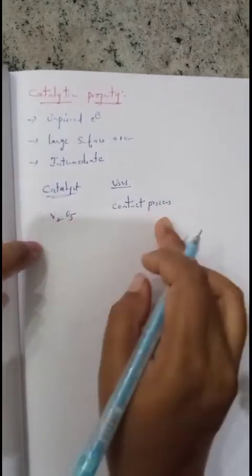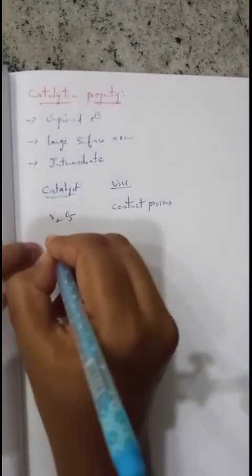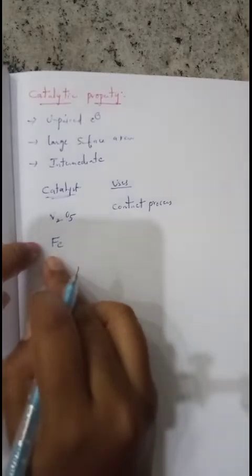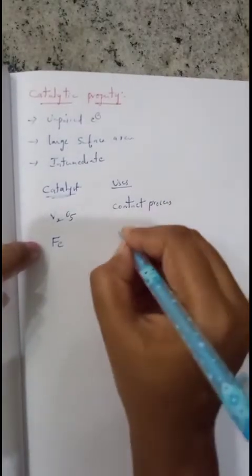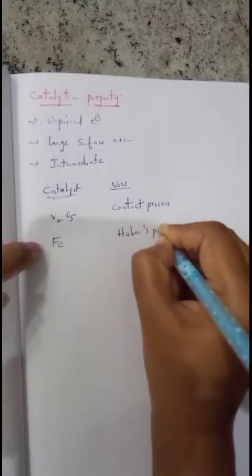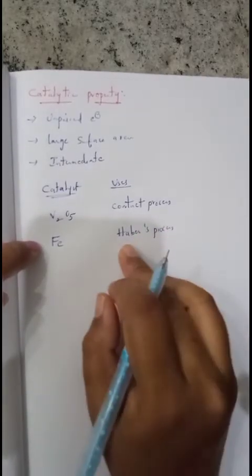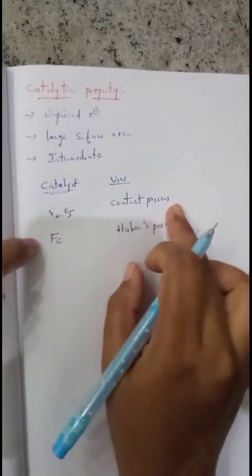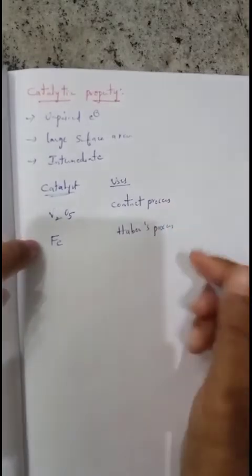Vanadium pentoxide is used in the contact process. Next, iron, which is also one of the elements belonging to the 3D series, is used in Haber's process. Haber's process is used to prepare or manufacture ammonia. The contact process is used to manufacture sulfuric acid.